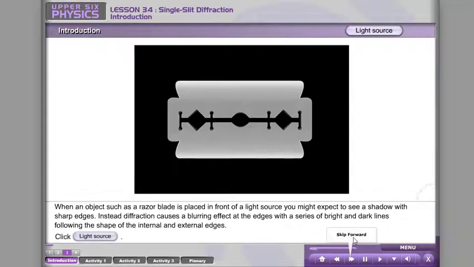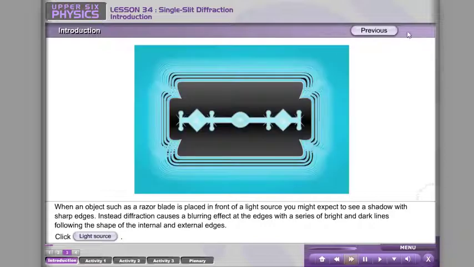When an object such as a razor blade is placed in front of a light source, you might expect to see a shadow with sharp edges. Instead, diffraction causes a blurring effect on the edges with a series of bright and dark lines following the shape of the internal and external edges. Click the Light Source button.